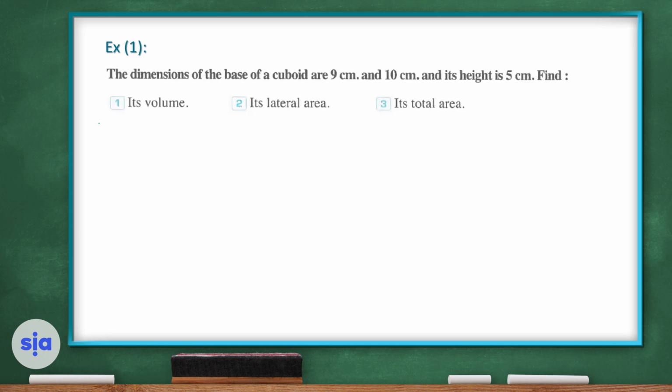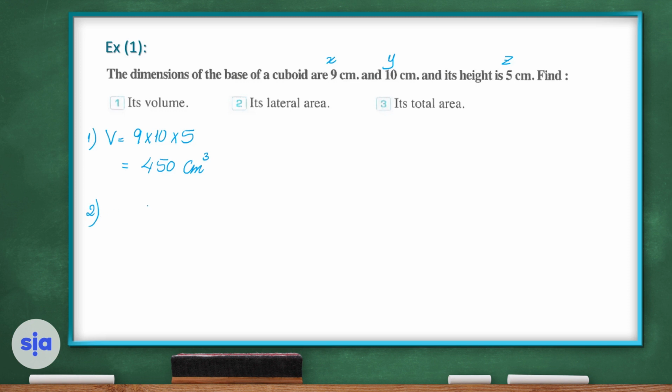As we mentioned in the previous slide, the volume of a cuboid is the 3 dimensions multiplied together, the x by the y by the z. So this is the x and this is the y, where the height is the z. So the volume of the cuboid equals 9 times 10 times 5, which is x times y times z. So the answer is 450 centimeters cubed.